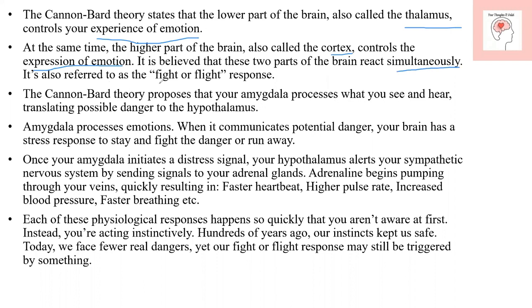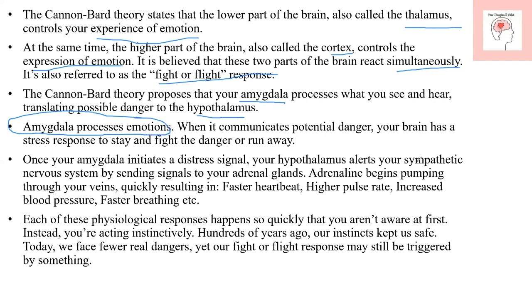And this is also referred to as the fight or flight response. So what does this theory say? That the amygdala processes what you see and hear, translating possible danger to the hypothalamus. The amygdala processes whatever information your environment is giving you, whatever you see or hear. Then it identifies if it is threatening or challenging, and finally it sends that message to the hypothalamus. The amygdala sends messages to the hypothalamus about whether the situation is threatening or not. The amygdala processes emotions.